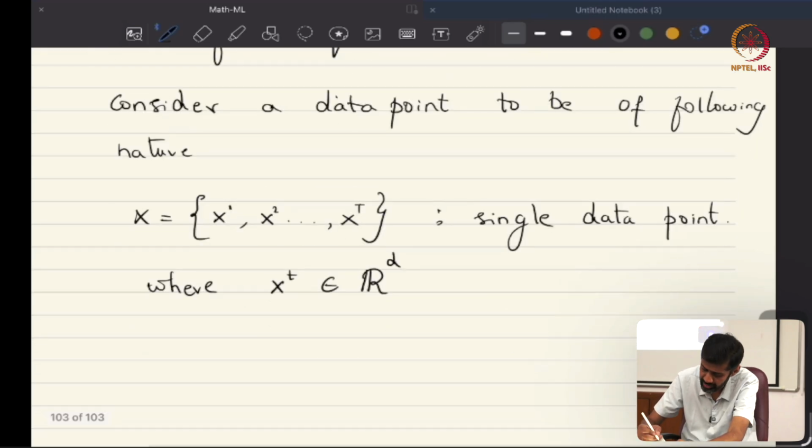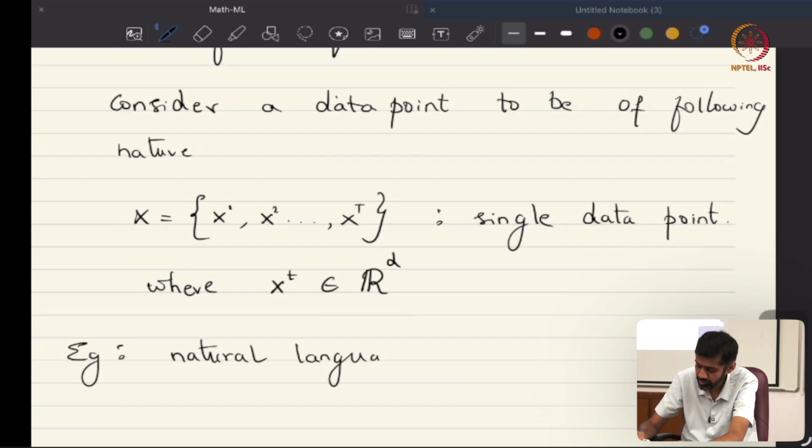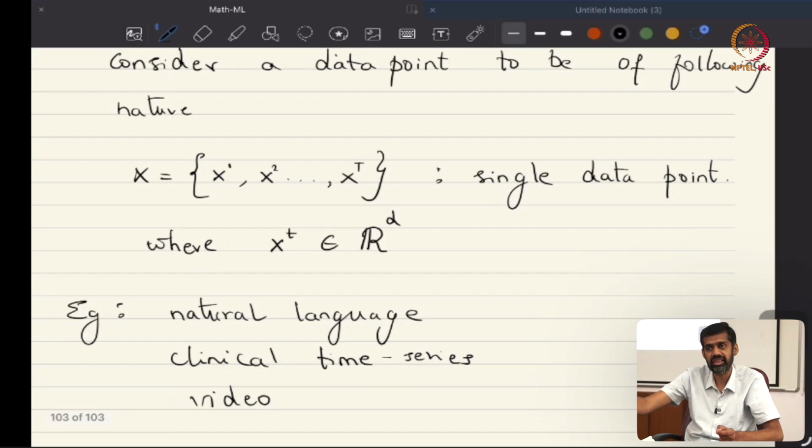Okay. So examples for this can be natural language, a clinical time series, a video, or anything. So how is natural language a sequence like this? A sentence is a collection of capital T number of words. Each word can be represented as a d-dimensional vector using a one-hot representation over the dictionary. That's one of the representations. So every sentence is a T length sequence.